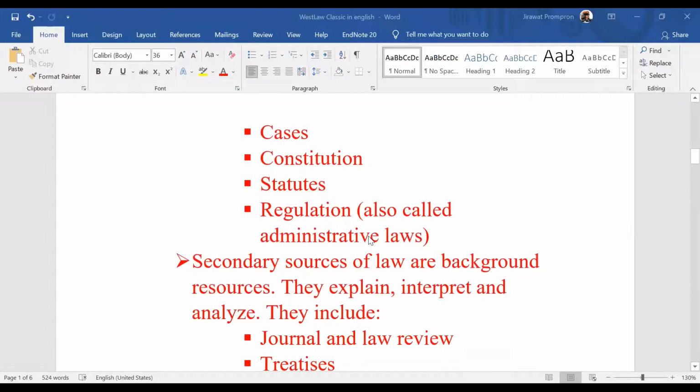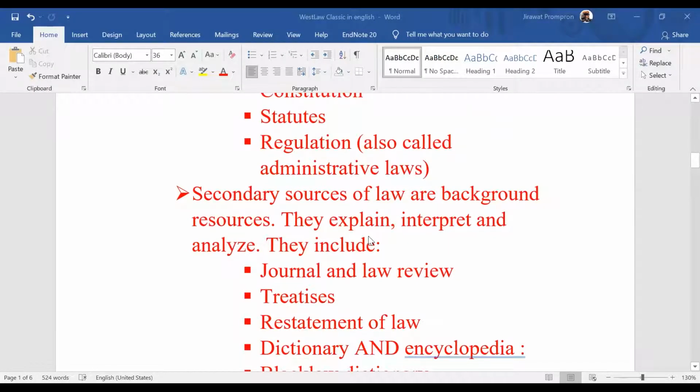And another one we call secondary source of law. It's different. They use plain English, easy to understand law. They will explain to you what the law is talking about. Because if you search for cases or statutes, they use difficult language, the same as the people who work in the medicine field or health science field.